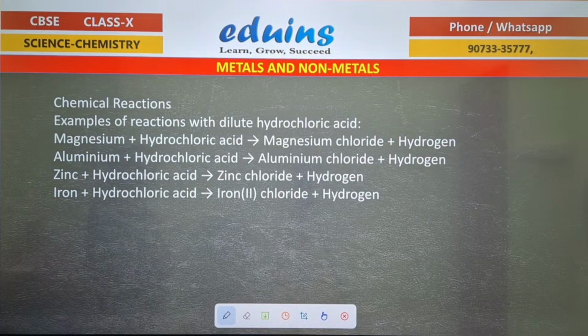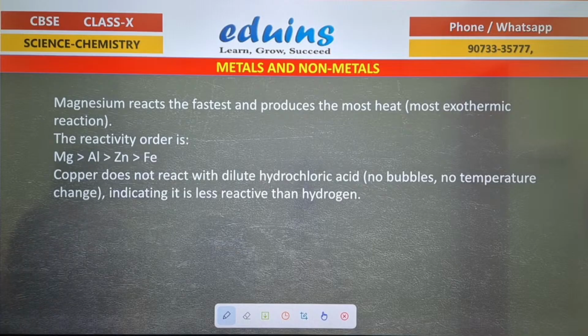So iron 2 chloride, that means ferrous or ferric chloride? What is meant by iron 2 chloride? Is it ferric or is it ferrous? Do comment. Can anyone give the answer? Iron 2 chloride means ferric or ferrous chloride? Okay, so no one. So now, magnesium reacts the fastest and produces the most heat.